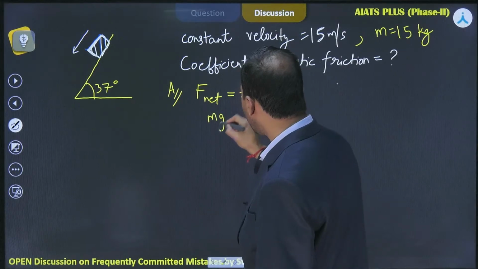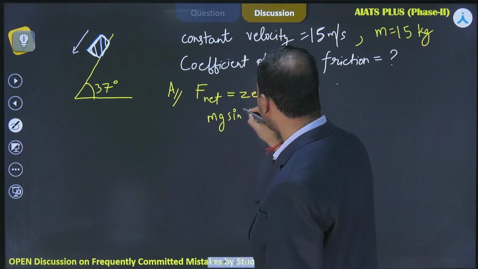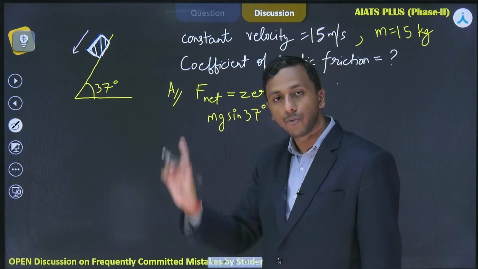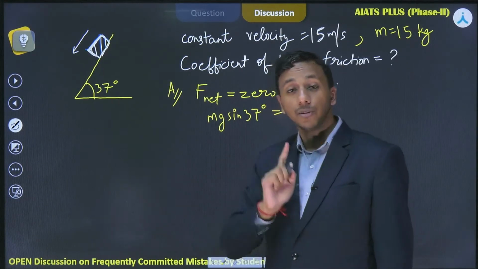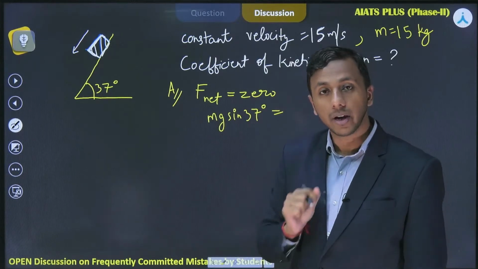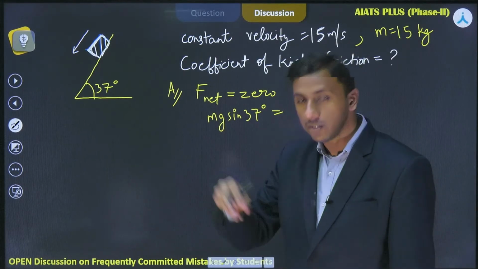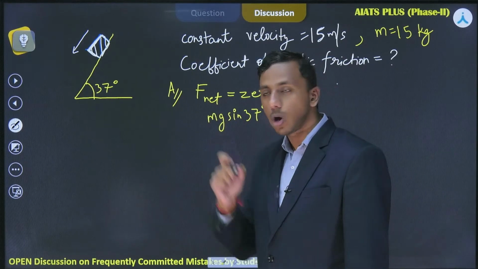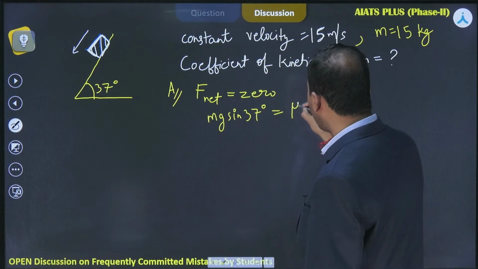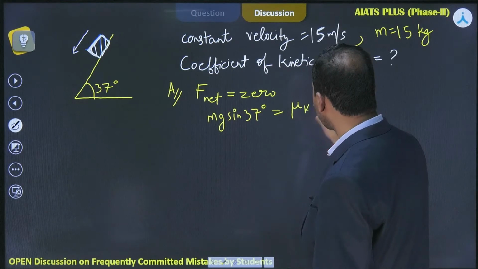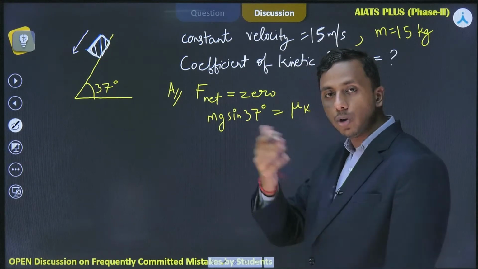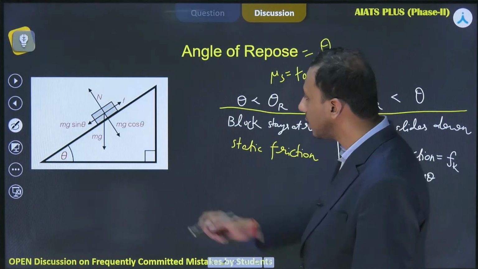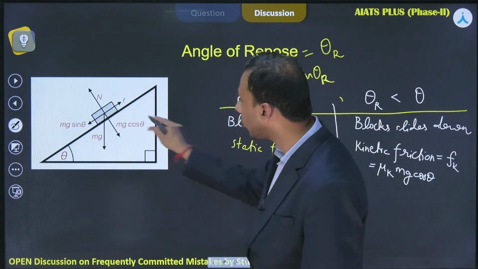So mg sin theta, the downward force, would be equal to the upward force. And which force would it be? Kinetic friction. Why kinetic? Because it is slipping. The block is moving on the inclined plane, right? So mu k into normal force, or mu k, I am simply writing it as mu only. If you want, you can write mu k also. Into normal force, which was how much? mg cos theta, right? Normal force was mg cos theta.